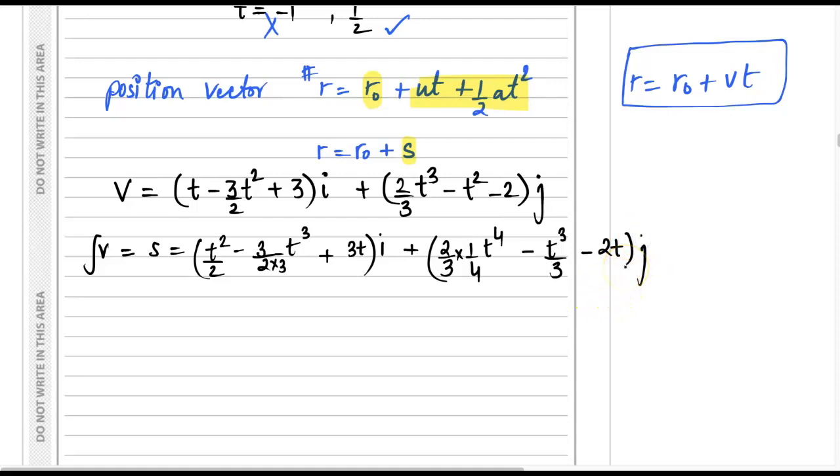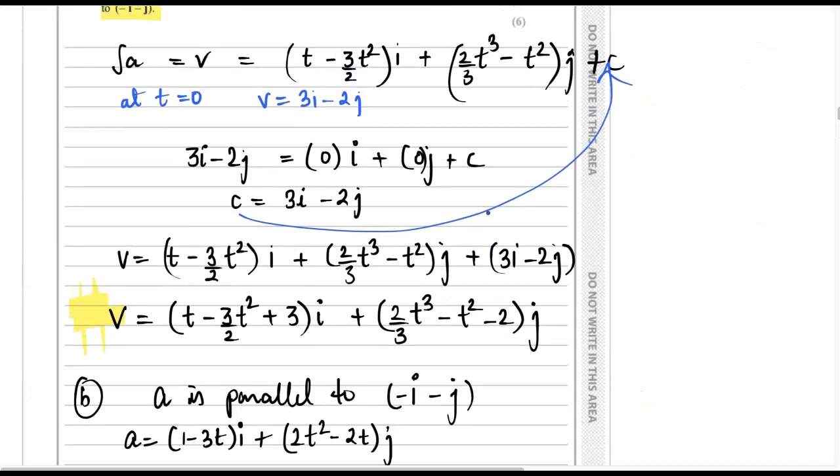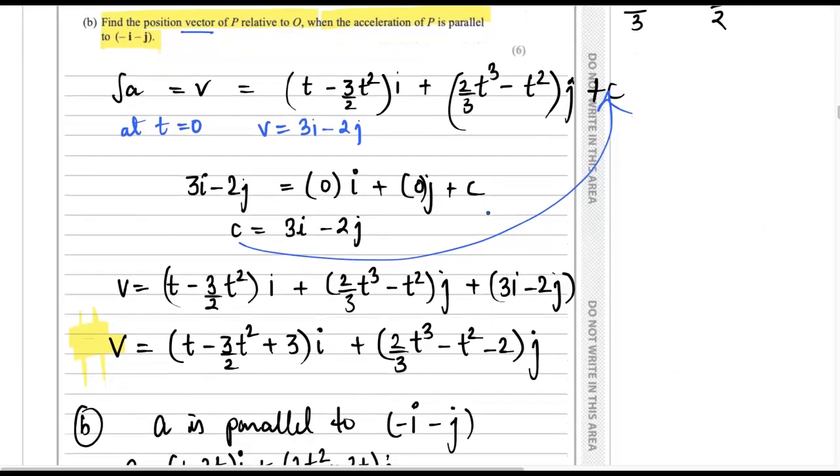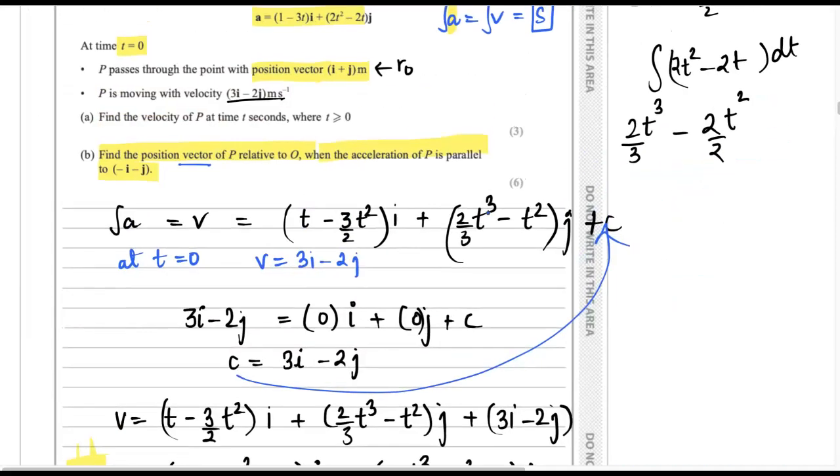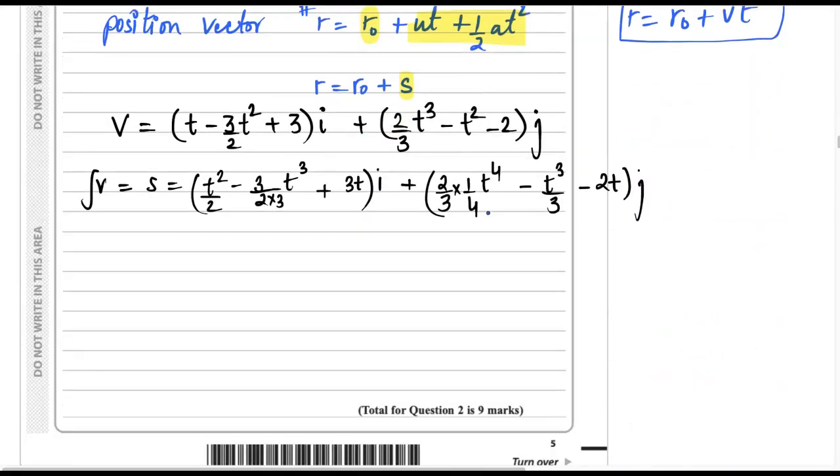Let's check it back, not to make any mistake. So t is t squared over 2 minus t cubed over 3 over 6 plus 3t, 2/3 t to the power 4 over 4, and t squared would be t cubed over 3 minus 2t. And I feel like signs are okay because I just have copied minus, minus, minus. Yeah, that is fine. Now what we need to do, we need to substitute.